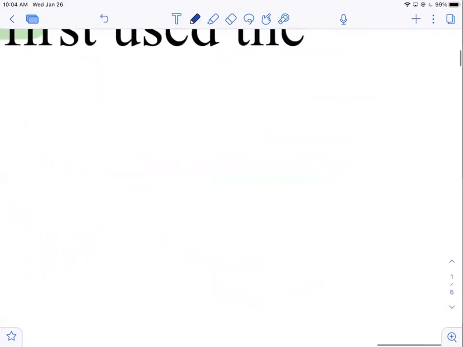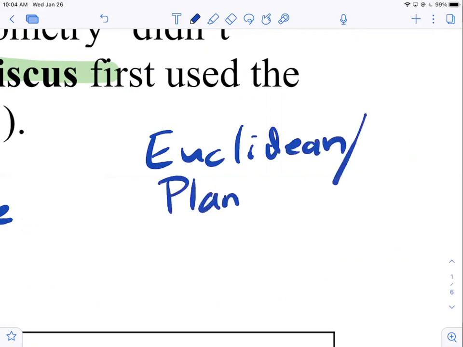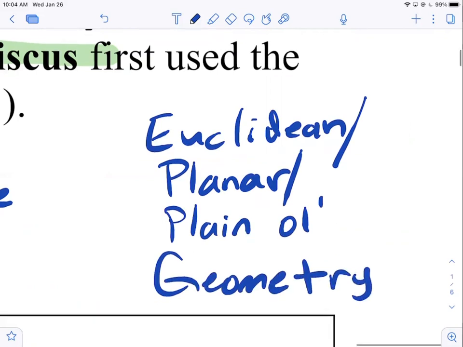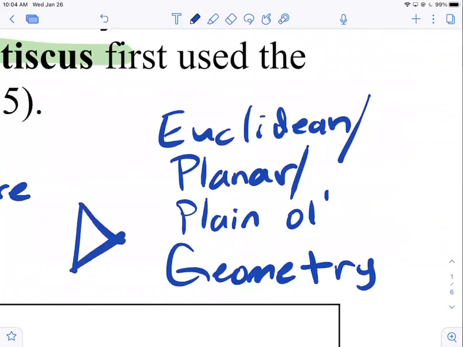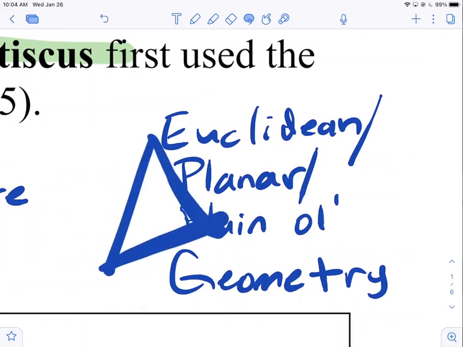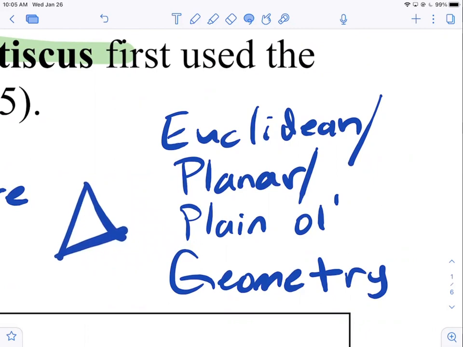Now, when you studied geometry back in geometry, you studied what was called Euclidean, or just planar, geometry, which could be called plain old geometry. So you studied shapes, right, that were just on the Euclidean plane, which is a flat surface. And that triangle right there could be drawn, you know, anywhere. It could be larger, smaller. It could be rotated. It's just existing out there in two-dimensional space.